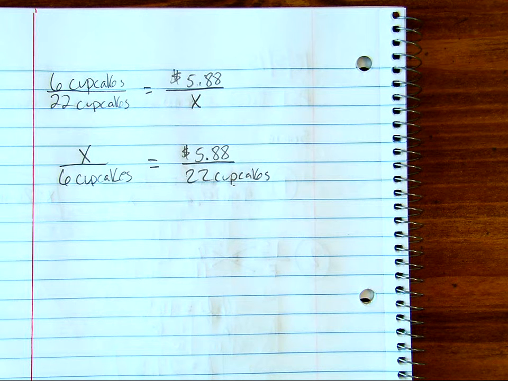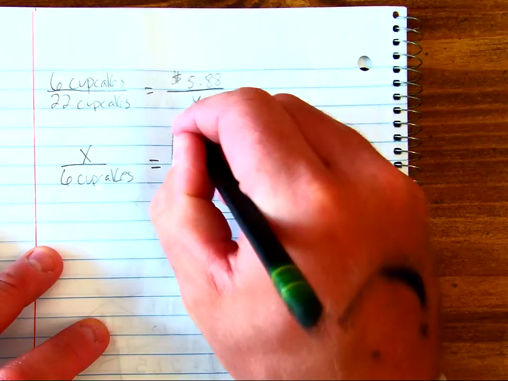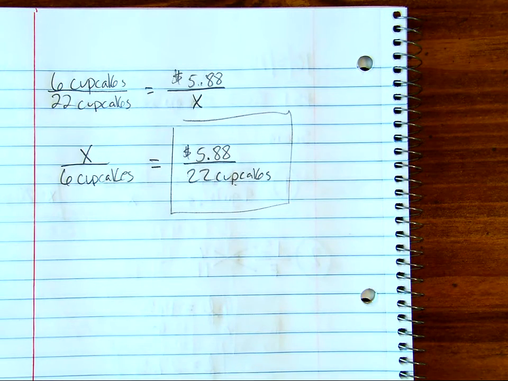Kennedy? Are you telling me I'm wrong? What's wrong with my proportion again, Kennedy? Oh, so right here, that's not an appropriate ratio to use because 22 cupcakes doesn't cost $5.88.